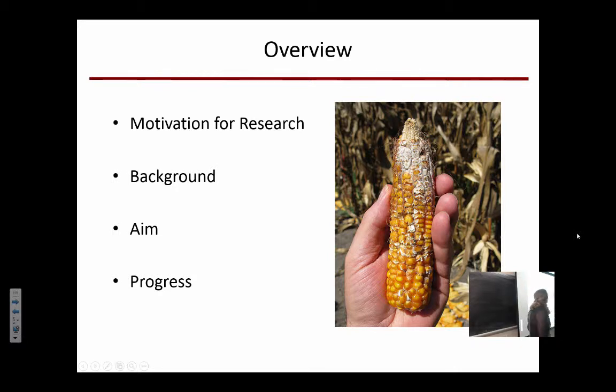Okay. So just a quick overview. I'll be going over the motivation for my research, a little bit of background, my overall aim for the project, as well as some progress that I've made so far.